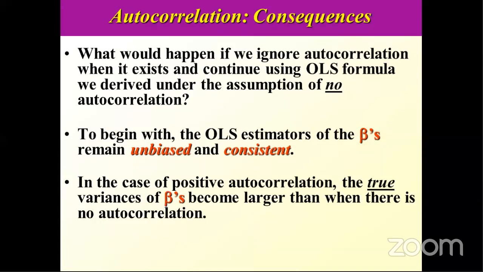But in case of positive autocorrelation, the true variances of these estimators become larger than when there is no autocorrelation. So the estimated values of the variances of these OLS estimators are larger than when there is no autocorrelation problem. That's why the impact or consequence of the presence of autocorrelation is on the variances and the standard errors of the OLS estimators. The values of the standard errors or the variances are larger when there is a presence of autocorrelation.